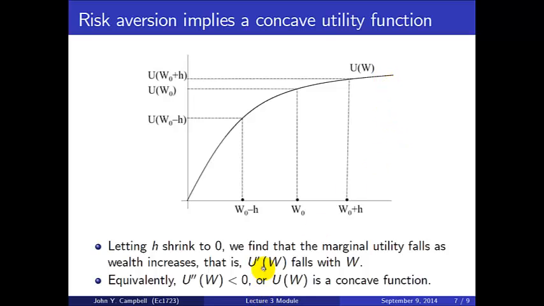Well, if the first derivative is falling with w, that means that the second derivative, which we write u double prime of w, is negative. And a function with a positive first derivative and a negative second derivative is a concave function.